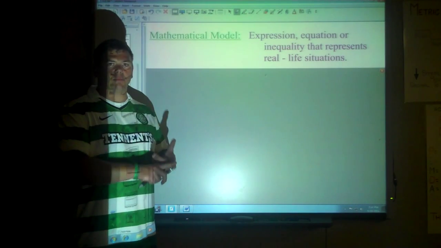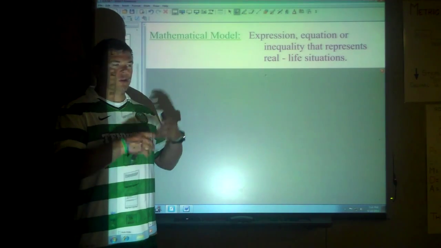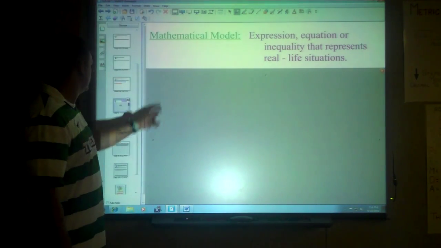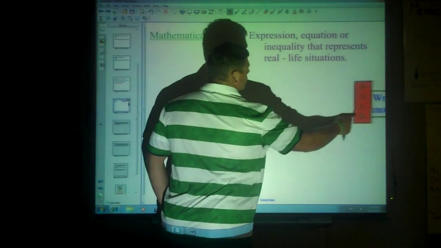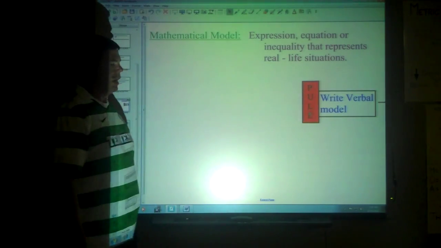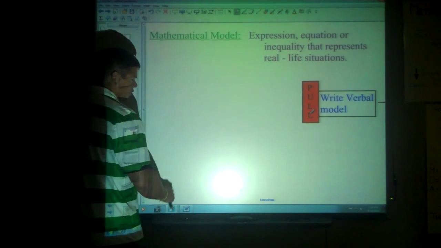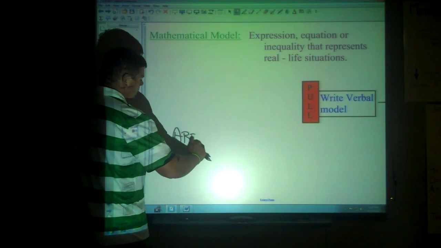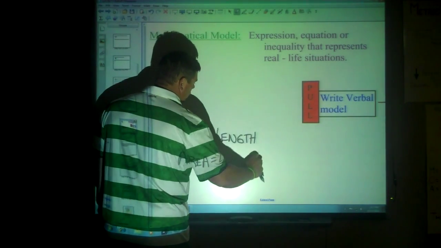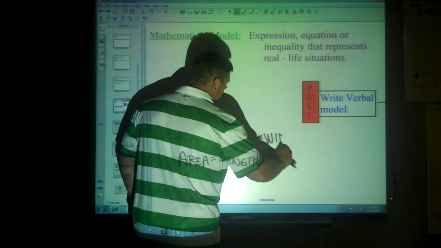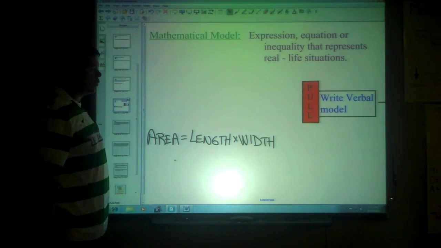All the problems that we did with simple interest, distance, rate and time, anything for surface area and volume, those are all real-life applicable scenarios. So the model itself will start as follows. The first thing we will do is write the verbal model. Writing a verbal model is what it would be in words. For example, maybe we were going to say that area is equal to length times width. This would be an example of a verbal model. It's been done in words.